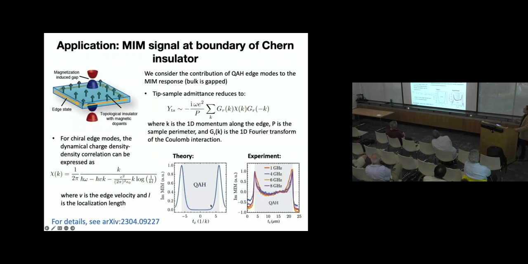Okay, so to demonstrate a concrete application of this model, Taiga used this model to try to calculate the MIM response to these chiral edge states at the boundary of a Chern insulator. And his main finding was that this sharp enhancement of the microwave response at the boundaries was due to the presence of edge magnetoplasmons that were circulating around the perimeter of the sample. And these are basically charge density fluctuations that are circulating on the sample perimeter.